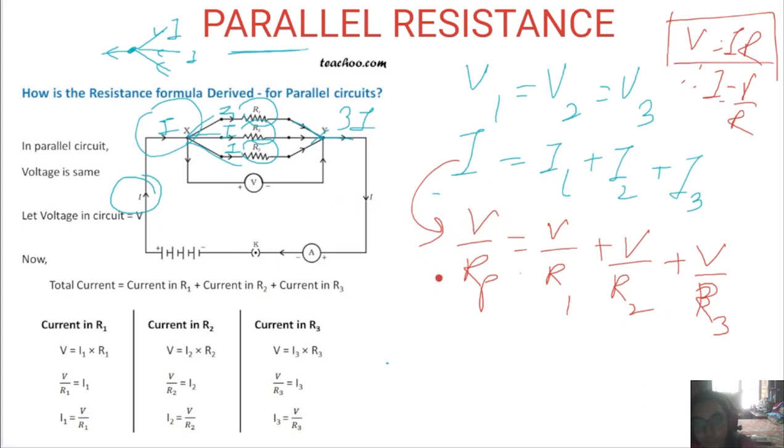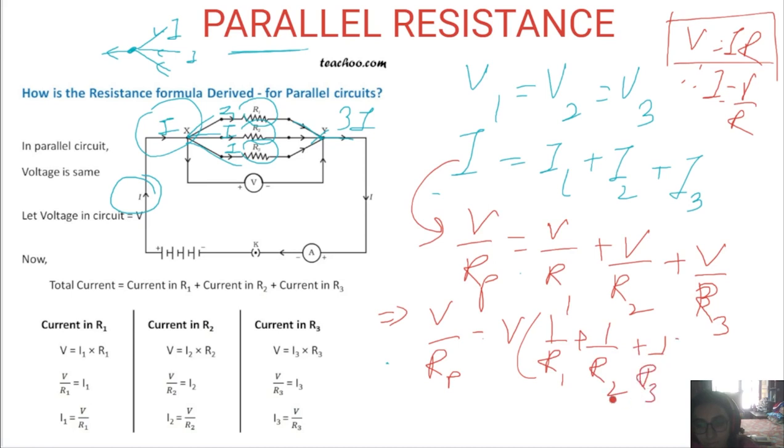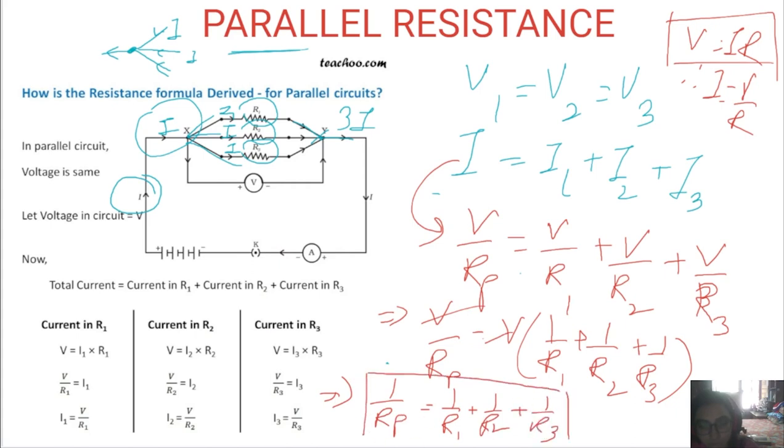Just remember this formula, then it will be easier for you. So now we know that we have to take the V common. One by R2 plus 1 by R3. So 1 by Rp equals 1 by R1 plus 1 by R2 plus 1 by R3. So you can understand from here we get the relation of the parallel resistance.